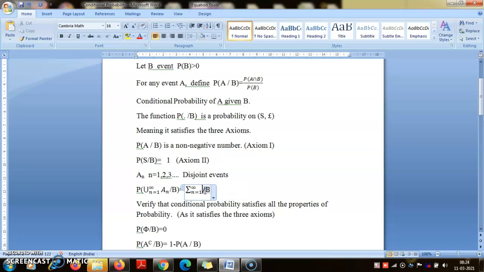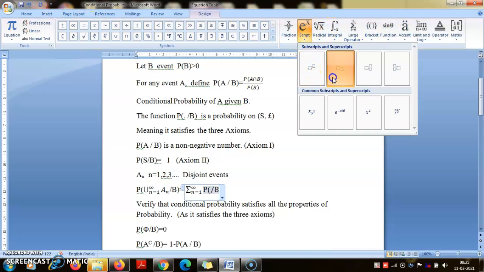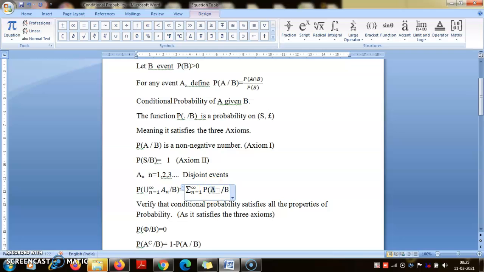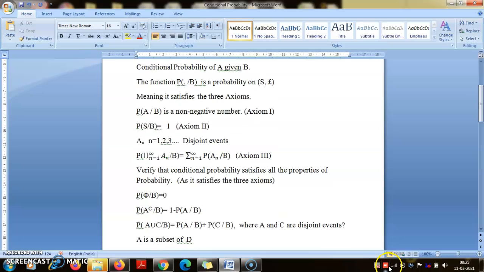This is the problem. Probability of A_n intersection B. So that's it. So this is axiom 3. Axiom 3. So these are things. This requires some work that I have outlined. You please try writing it down.